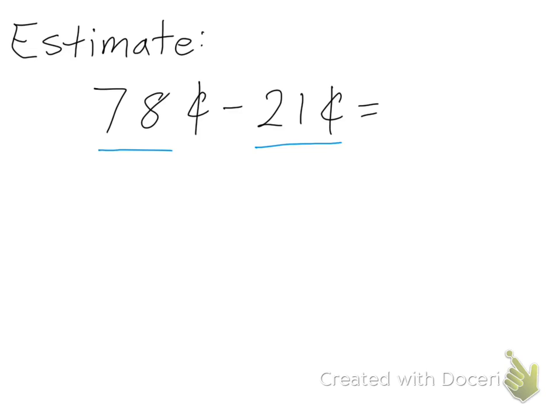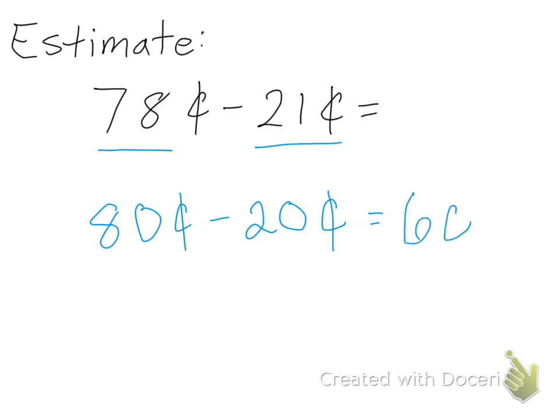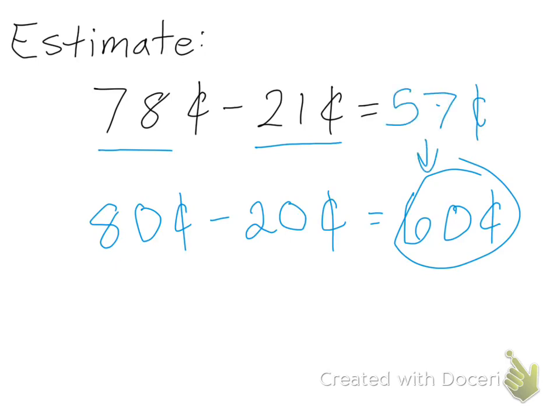So 78 cents is really close to 80 cents. And 21 cents is really close to 20 cents. It's much closer to 20 than it is to 30. Okay? So if I do 80 minus 20 cents, I know that equals 60 cents, because 8 minus 2 equals 6. So I know that 78 minus 21 is going to be about 60 cents. So if I solved it, my answer would actually be, let's see, 57 cents, which you notice is really close to 60.